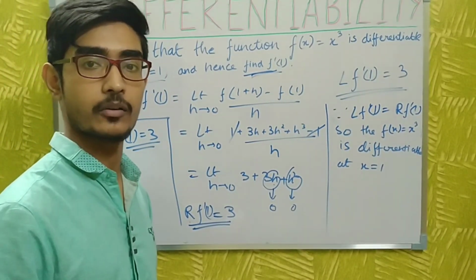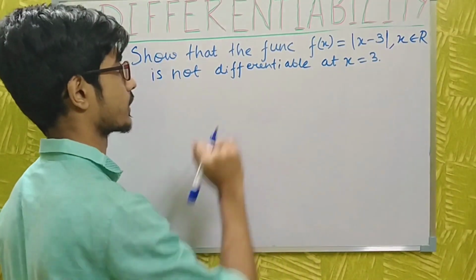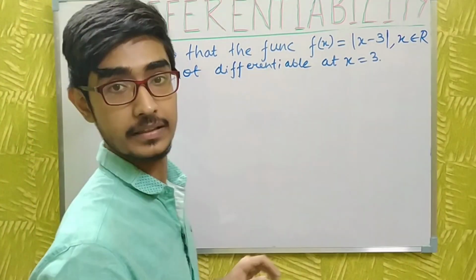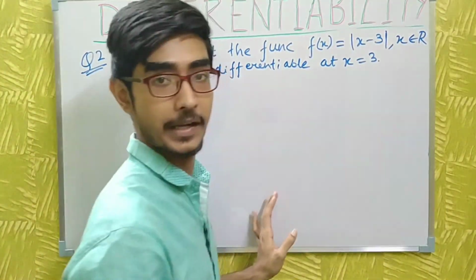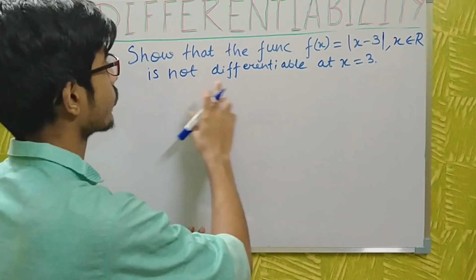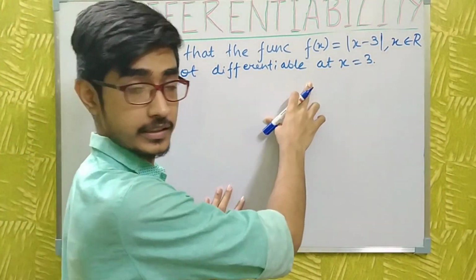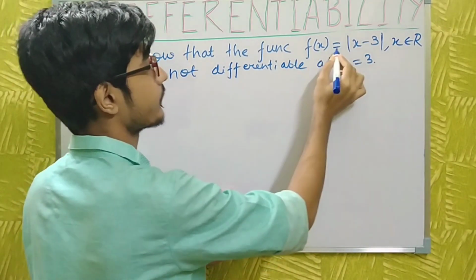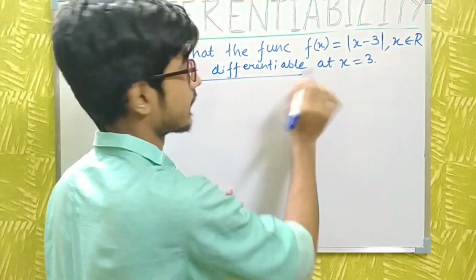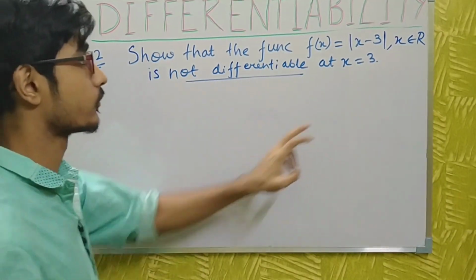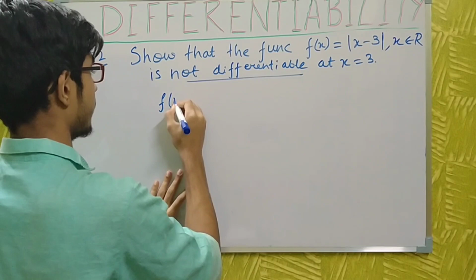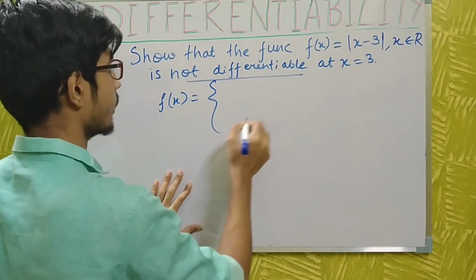Now I am going to do the second one. So this is the second question, which says to show that the function f(x) equals modulus of x minus 3, where x belongs to real numbers, is not differentiable at x equals 3. I have to show that f(x) equals modulus of x minus 3 is not differentiable at x equals 3.